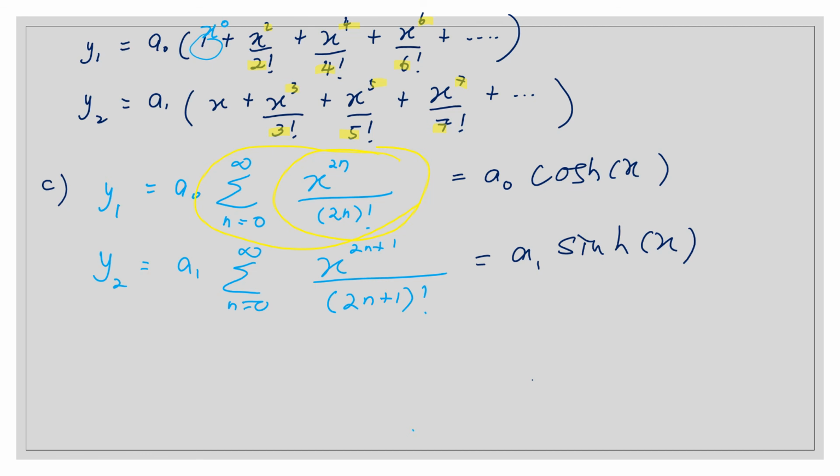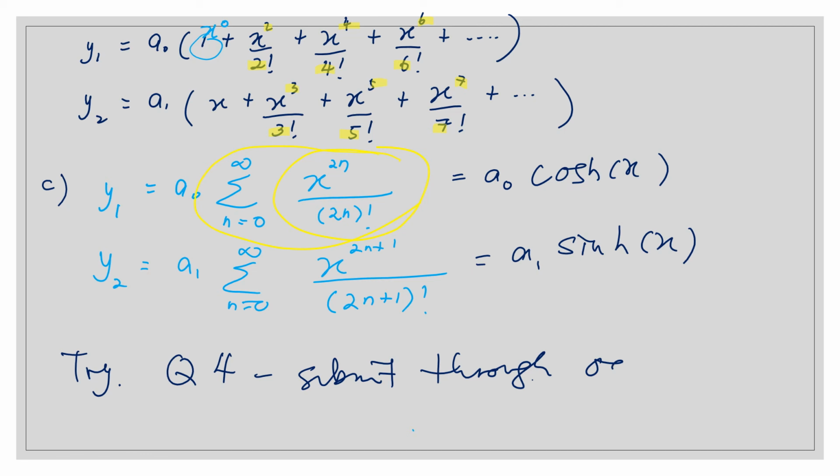So that is the answer for question number 1. I want you to try question number 4 and submit it through Oceania. Thank you.